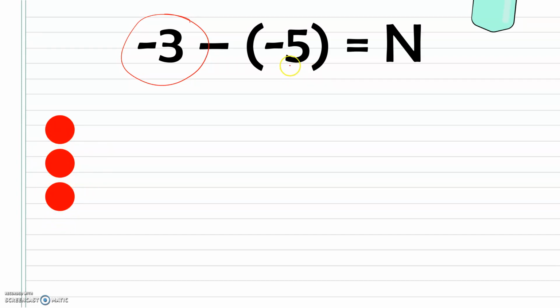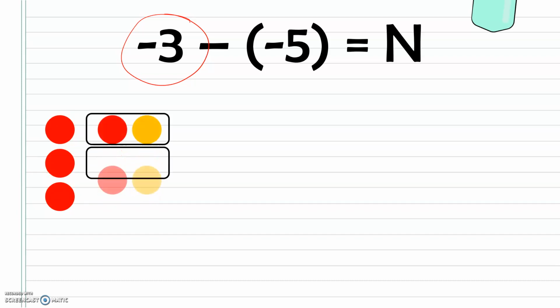So how will we be able to have 5 red chips without changing the value of our original number, or of our minuend? This is where the concept of zero pair comes in. From these 3 red chips, we can actually add 2 pairs of zero pair. Remember, zero pair is equal to 0. So even if we add 2 zero pairs, the value of negative 3 will not change.